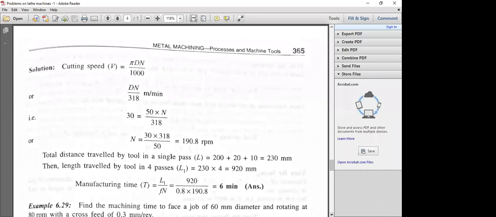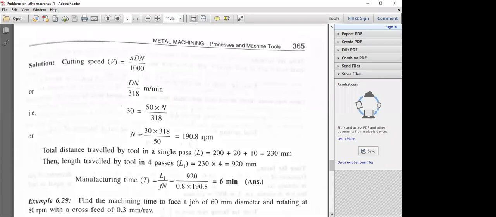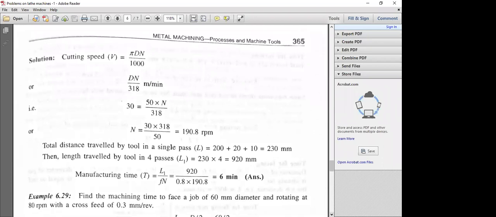So we considered the total distance traveled by the tool in 4 passes, and simply substituted. He has asked the machining time. So the manufacturing time T will be 6 minutes, because time is given in minutes. So you just try to observe the things. This is a simple problem, but you have to be careful.